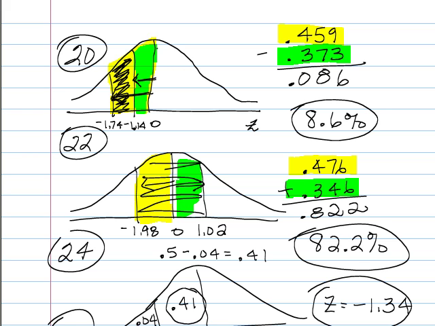Okay, let's try one more of those. 23% of the total area is to the right of z.